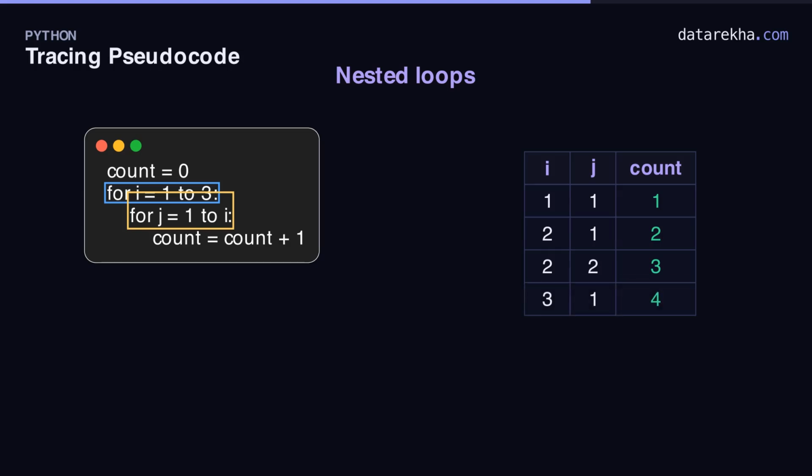Outer i=3. Inner j goes 1 to 3. j1, count 4. j2, count 5. j3, count 6. Final count 6. Because the inner loop ran 1, then 2, then 3 times. 1 plus 2 plus 3. If instead the inner bound had been a fixed 3, it would run 3 times every pass. 3 times 3, 9. The difference is whether that inner bound leans on the outer counter. Always write the pairs out.